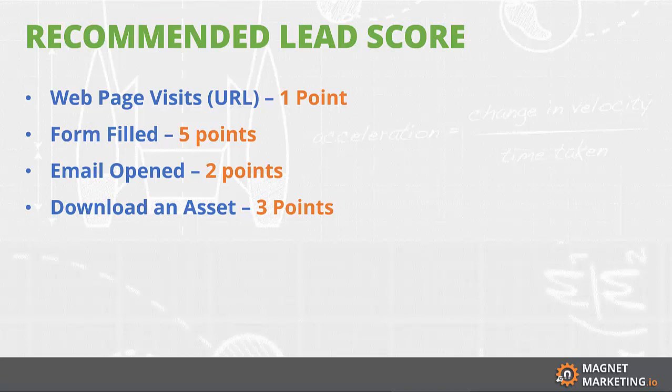So if someone visits your website or landing page before or after filling the opt-in form, you add 1 point. If someone fills the form, you add 5 points. If someone opens your email, add 2 points. And if someone downloads an asset, or maybe your ebook, or any other document you had sent to them, add 3 points. So this is the engagement scoring we recommend.